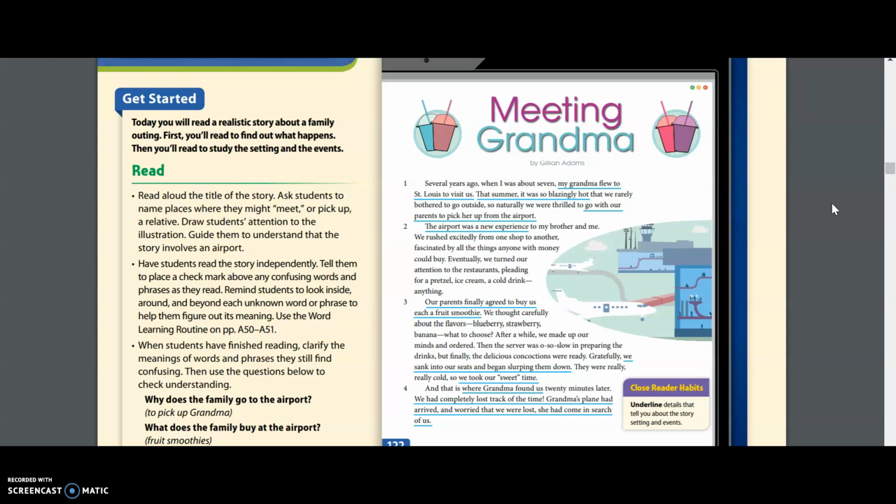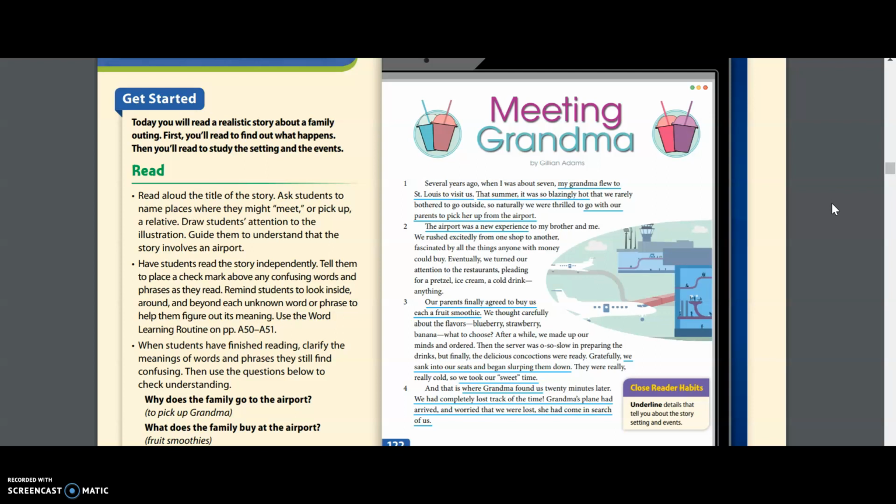We then see the airport was a new experience, so they're backing it up again. We know that we are at the airport because it is now said 2 times that she's at the airport. It also told us that she flew into St. Louis. Then we have the illustration on the side showing those airplanes.